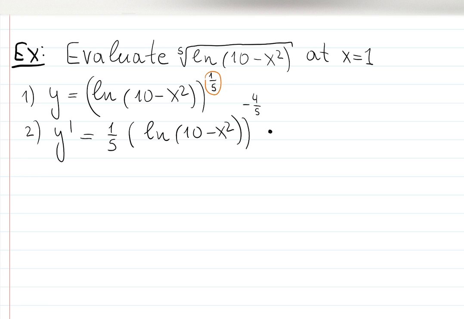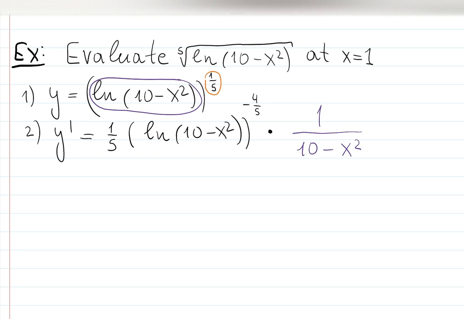Chain rule says now multiply by a derivative of the function inside, and the function inside, I will use a different color here. I see now it's log of something. Log of something tells me that derivative will be 1 over that something, 10 minus x squared.